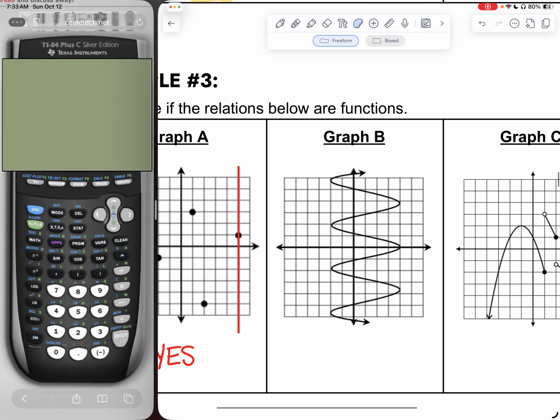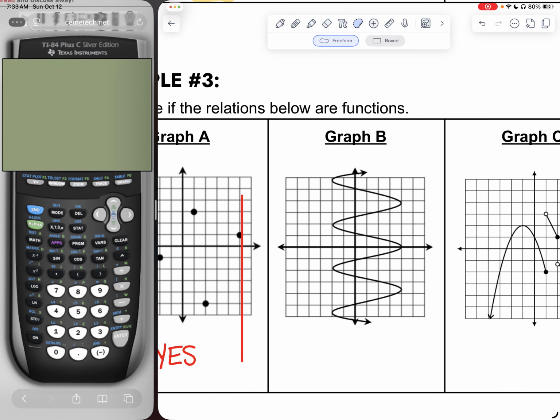If I go to B and I literally move it over, I hit more than one space. So as you can see here, I hit here, here, here, here, here, and here, and here. So it hits more than one point. So I know that it cannot be a function. All right, so this one is no.